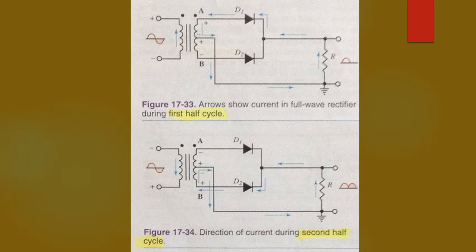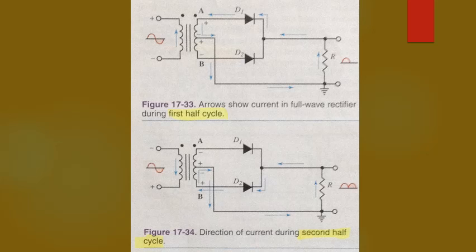Figure 17-33 follows the first half cycle. Figure 17-34 follows the second half cycle. To produce this full wave rectification, a center tap is made on the secondary winding. This tap is attached to ground. In figure 17-33, point A is positive and diode anode D1 is positive. Electron flow is shown by the arrows. During the second half of the input cycle, point B is positive, diode anode D2 is positive, and current flows as shown in figure 17-34.